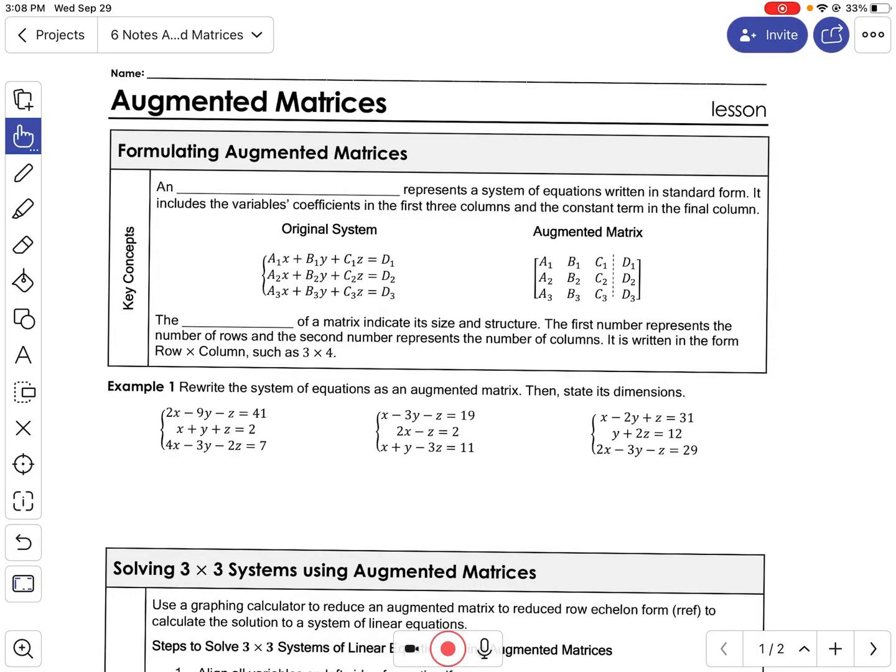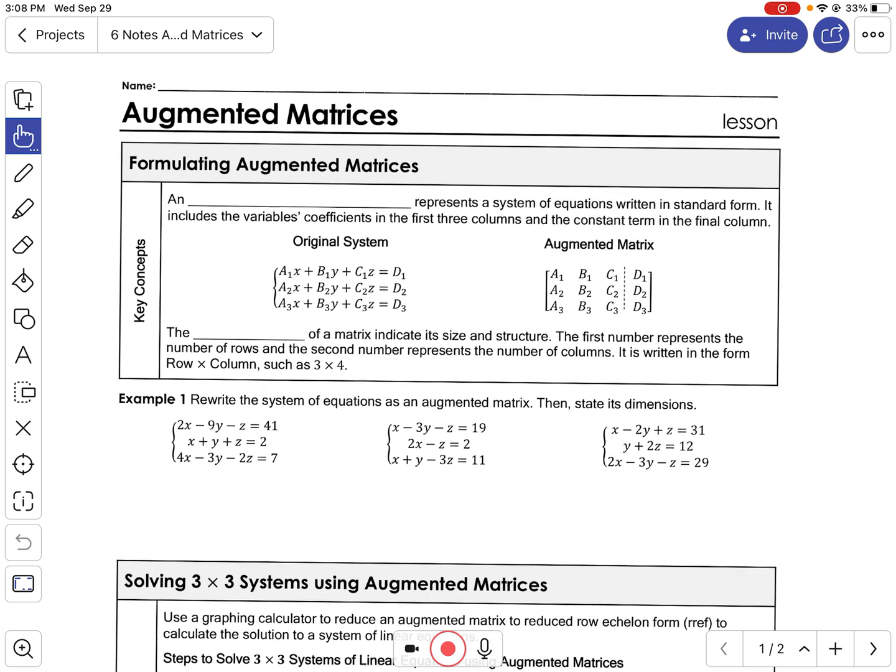Okay, so in this lesson, we're going to continue with solving systems of equations, and we're going to be using matrices, just like we did on inverse matrices. So today, we're just learning another way of using matrices to solve. Just like algebraically, we did substitution and elimination, there's another way to solve using a matrix. It's called augmented matrices.